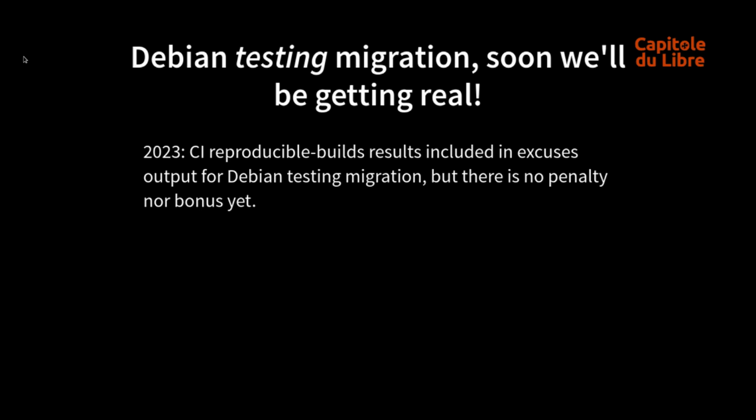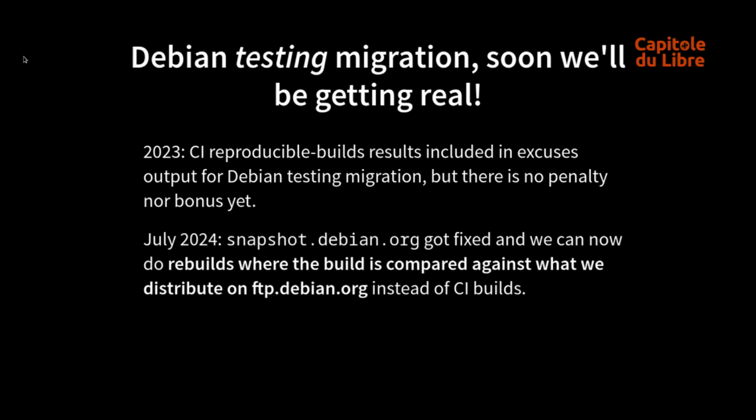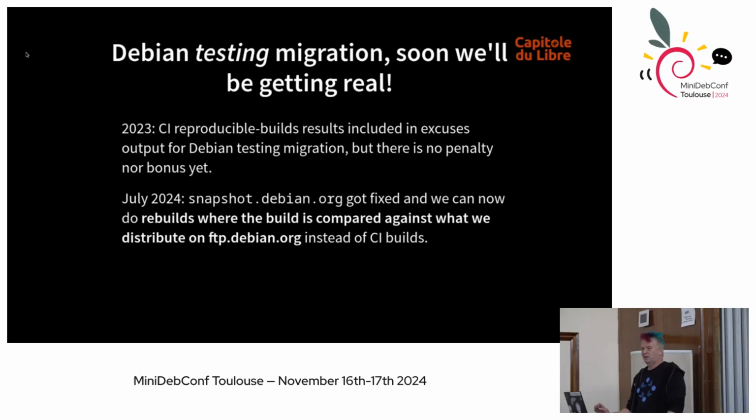And so since last year, our CI results are included in the output of testing migration as an info. It doesn't give you a penalty or anything. It just tells you, oh, and by the way, your package is reproducible or not. And now that Snapshot is fixed, we can do rebuilds where the build is compared against what Debian is distributing on ftp.d.o. And soon we can use this for the testing migration.